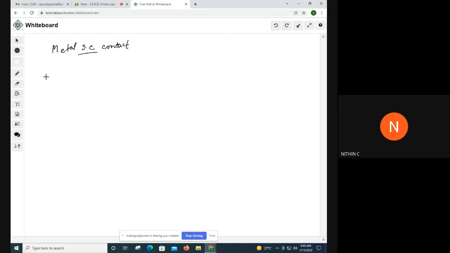But in this case, we are trying to create a contact between a metal and a semiconductor. That particular semiconductor can be either n-type or p-type. So this is called a metal semiconductor contact, a junction that is formed between a metal and a semiconductor. The PN junction diode was a contact between two semiconductors, but here we are bringing together a metal and a semiconductor.